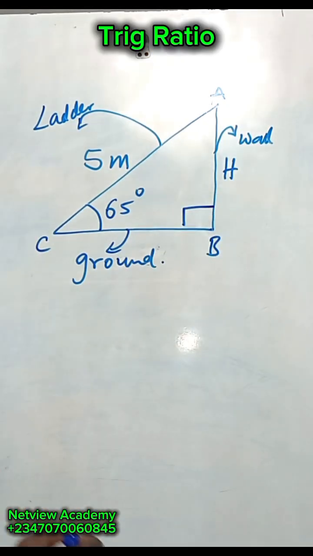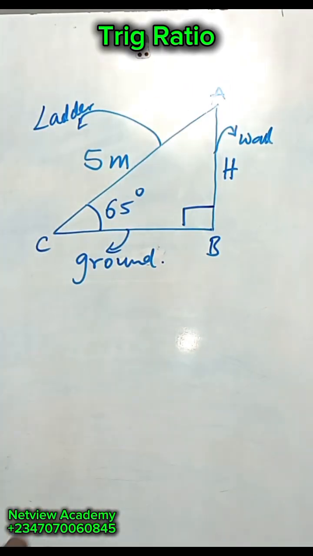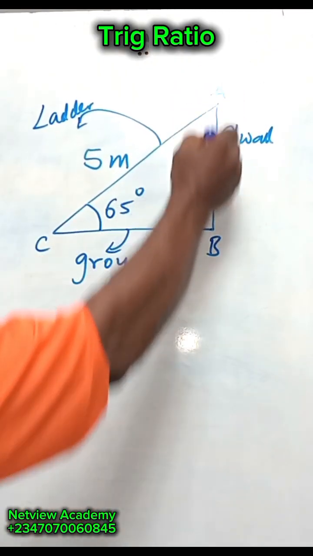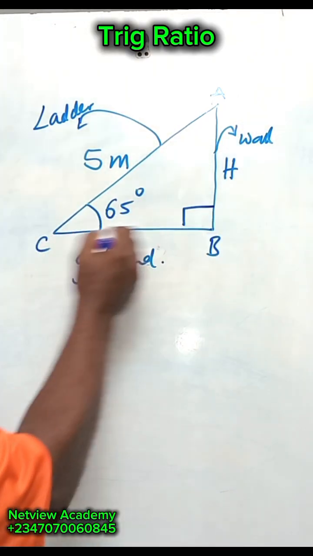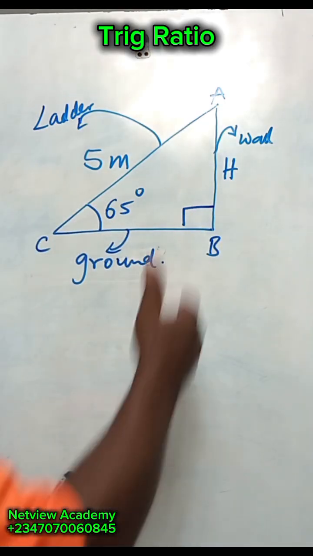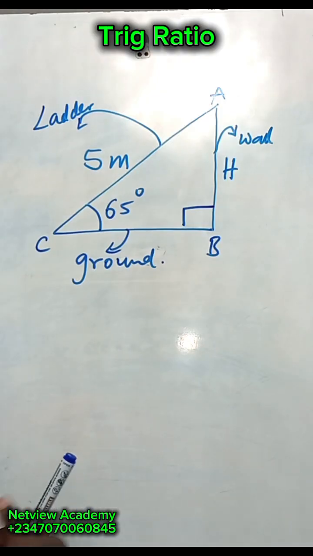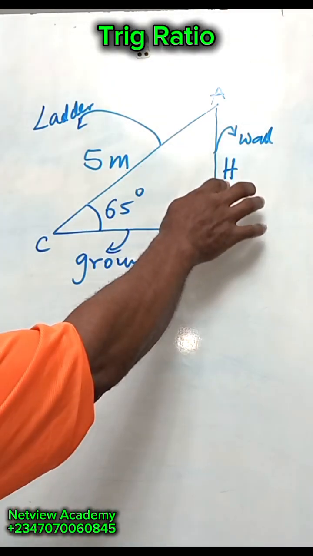A ladder leans against the wall. This is a ladder. The ladder leans against the wall, and the length of the ladder is 5 meters. Now, this is the wall, the vertical wall. The ladder makes an angle of 65 degrees with the ground. The question says we should look for the distance between the point where the ladder touches the wall and the ground, the level ground, and that is represented with the letter H. So we have to look for H. Now, how do we get the value of H?